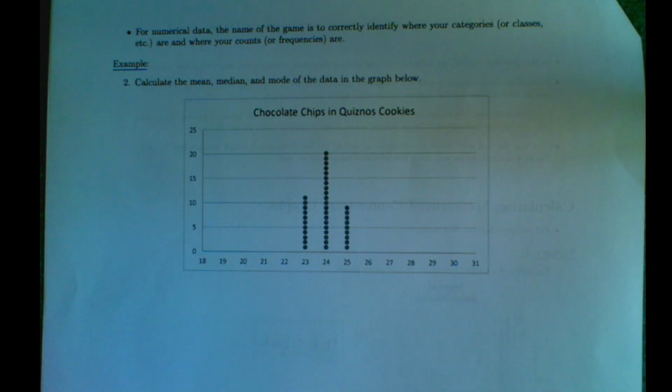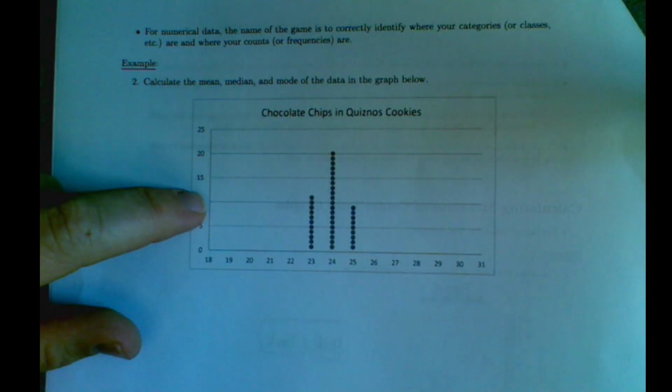And one of the main difficulties is trying to keep straight what the categories are and what the counts are. In other words, what are your categories or classes, and then what are your frequencies? So it's important to try to keep that straight. But if you can do that, then I think we can kind of intuitively figure out what the mean and the median of a numerical data set would be when you're just given a graph.